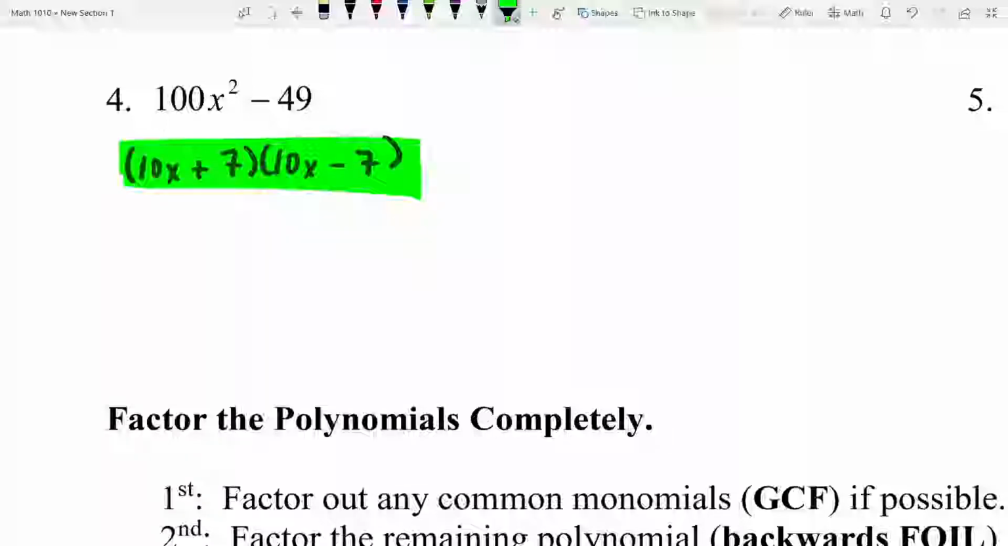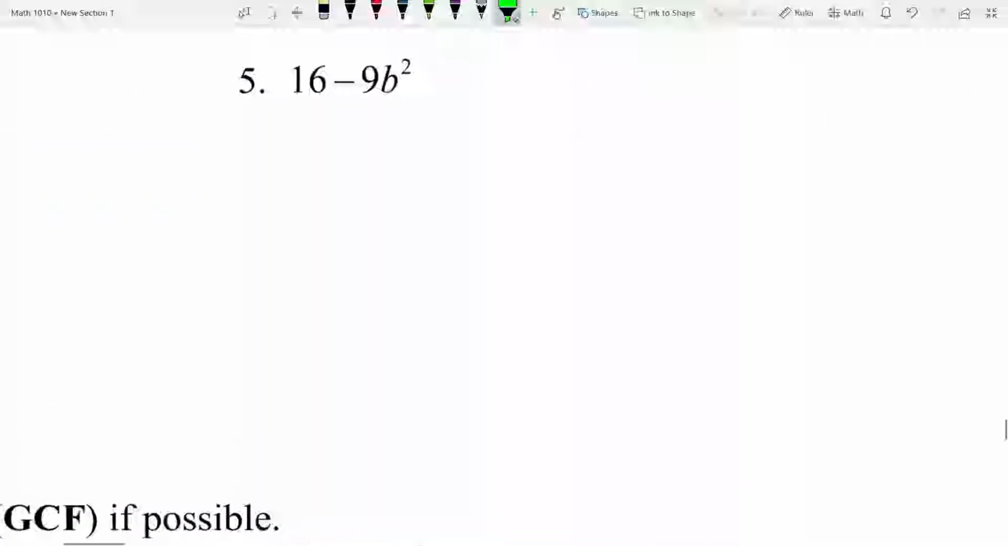And you're done. Okay, question 5. Is 3b times 3b give me 16? Is that right? 3b times 3b, 16. No. What is it? 4. So this is a 4, and this is a 4, and the order matters. The 4 must come first.